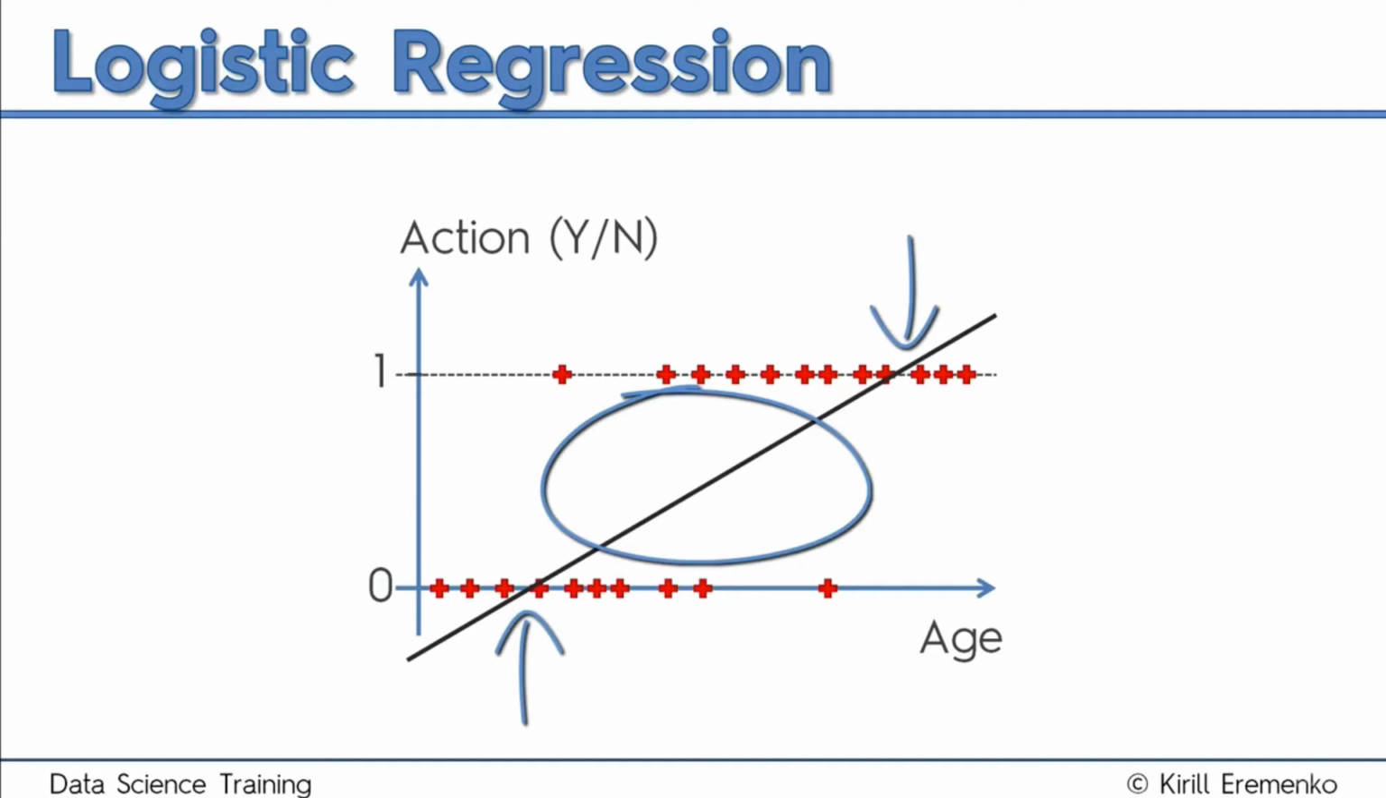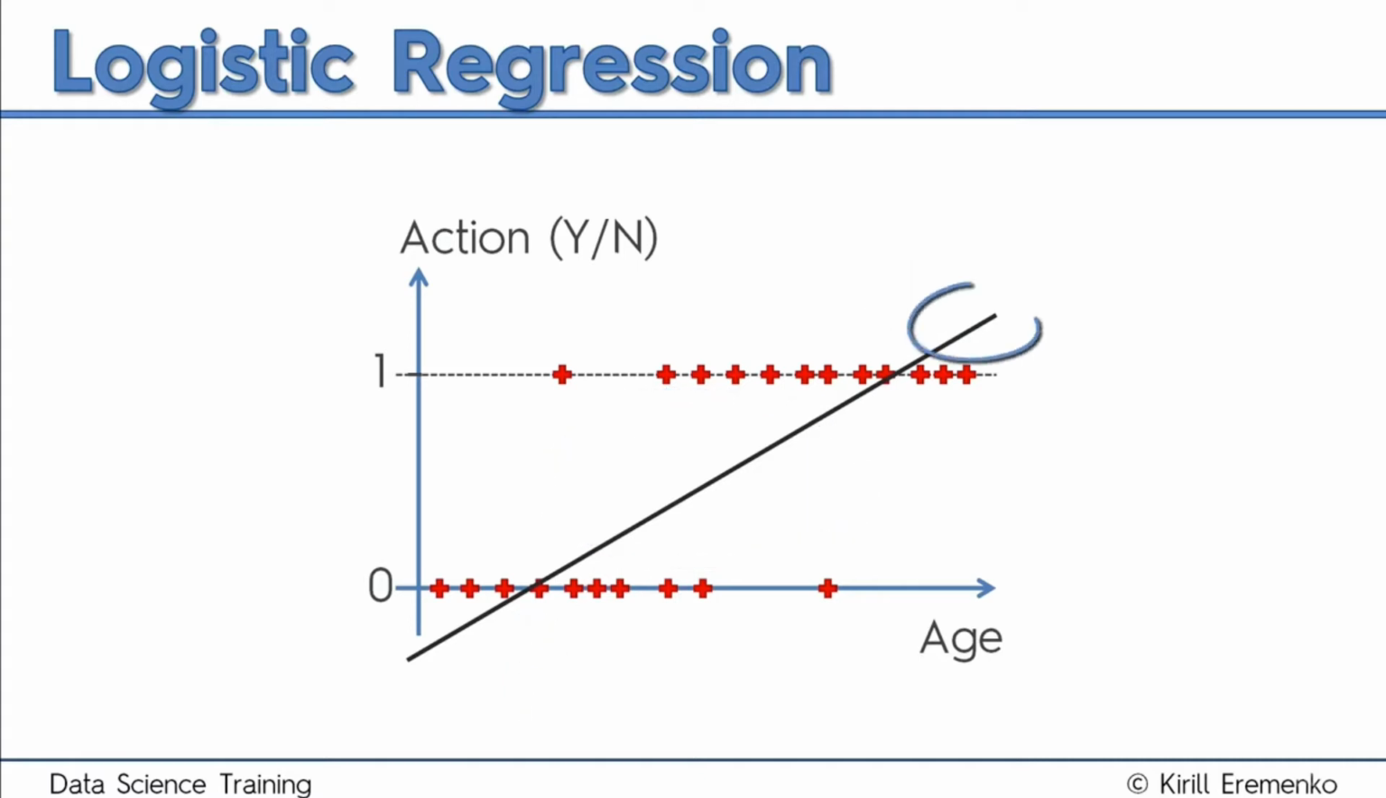As we take more and more older people, that probability is increasing. So the part of the linear regression in the middle kind of makes sense, and we can do something with it. But the parts that don't make sense at all are the ones at the top and at the bottom, because a probability can never be less than 0, it can never be above 1.